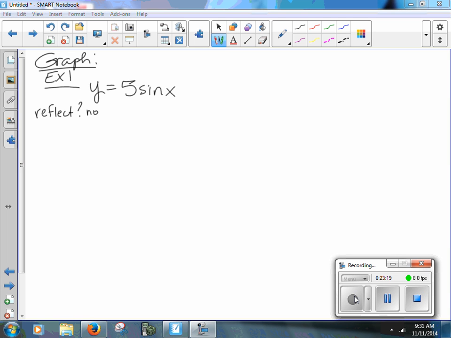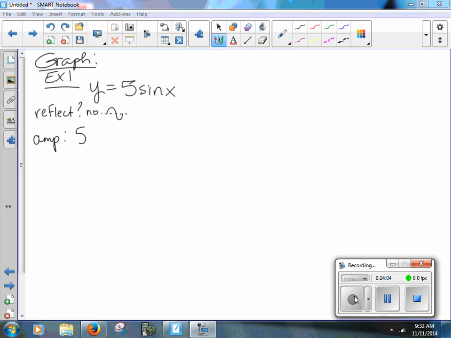Now, I always, just for me, write myself a little note. I know that if this is a sine curve, it's going to look like a snake. And if it's not going to reflect, it's going to go up and down and up. So I draw a tiny little picture, so I know that when I graph my curve for real, it better go up first and then down. The second thing that you have to include is your amplitude. What is the amplitude of this? 5. So from the oscillation line, it's going to go up 5 and down 5.